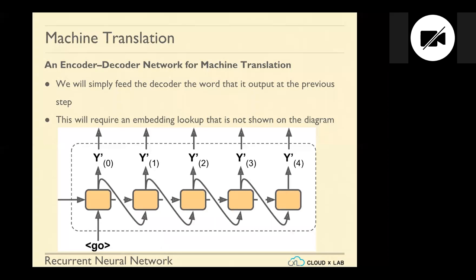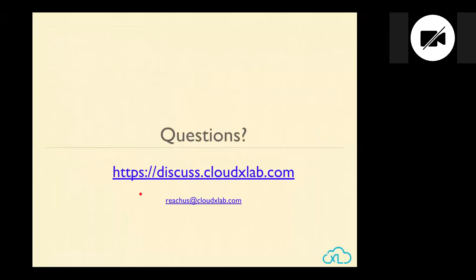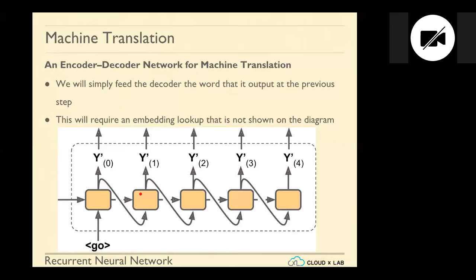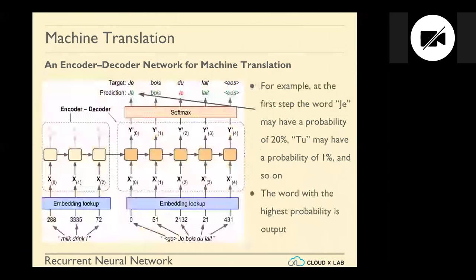If we don't have any sentence to feed, we will not feed anything. Instead, we'll just feed the output from the previous step, and so essentially this output is being fed twice. One is from this side, the other is from this side. So this is a very simple overview of how it works.